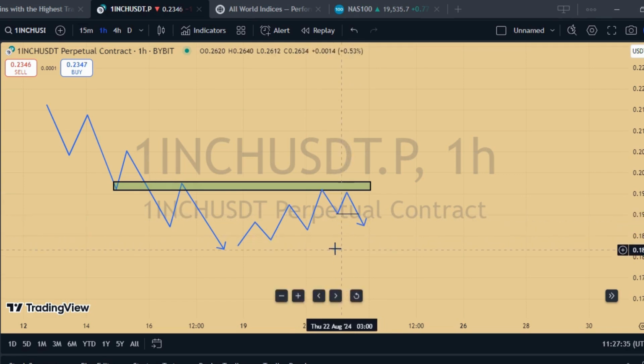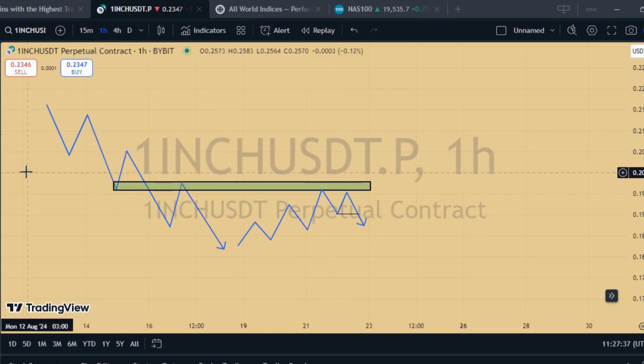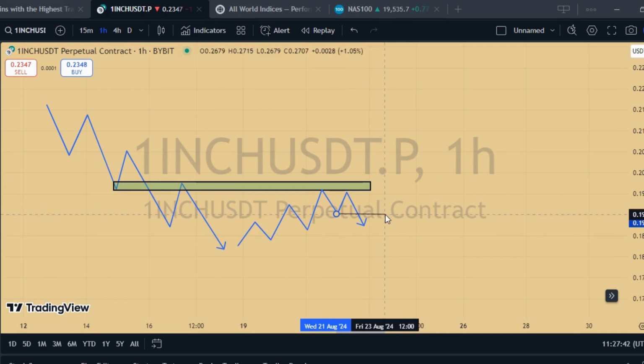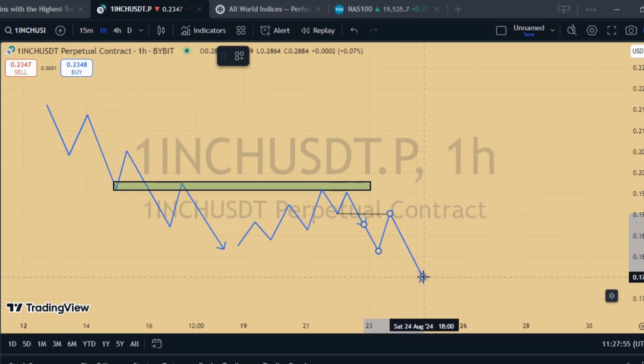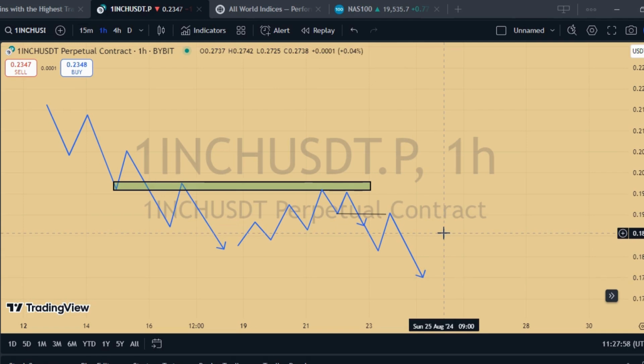What we now do is kindly go down and map out this zone for your entry. I will now be anticipating that price should come back to this zone to retest it and then pull down. That is just it. That is how to make it very simple and very neat. We were anticipating that price should come back to this zone to retest it and pull down.